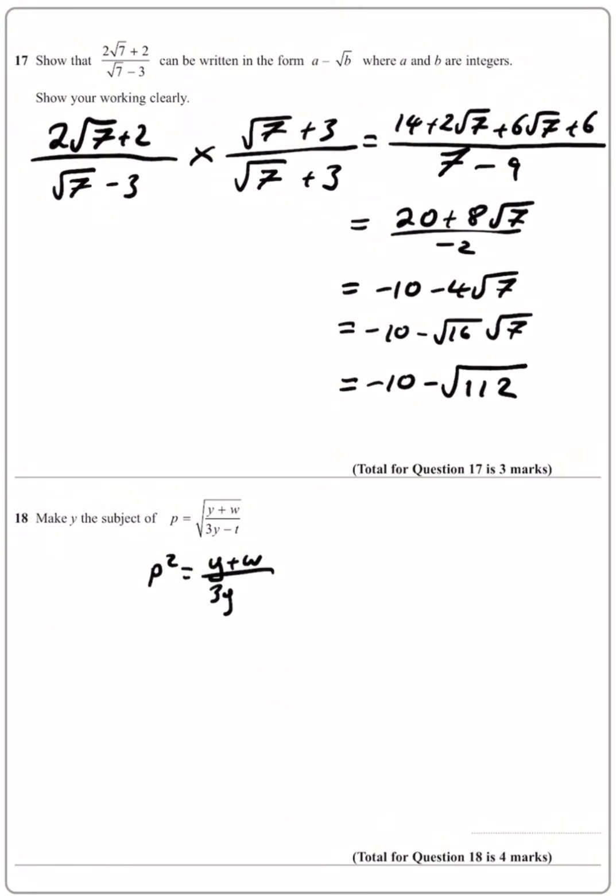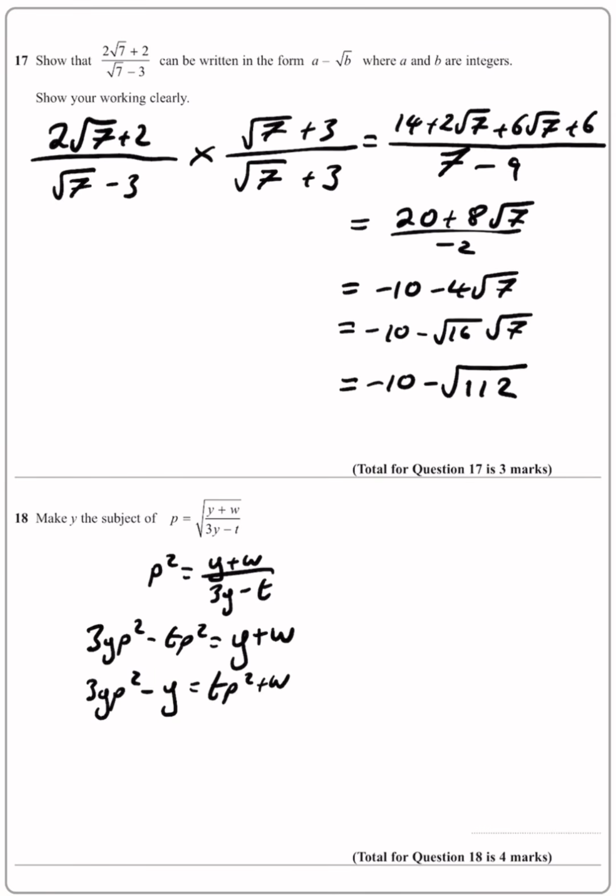Question 18, making y the subject. First step is to square both sides. Then I'm going to multiply both sides by the denominator. Multiply both sides by 3y subtract t. And I'm going to expand out the left-hand side at the same time. So 3yp squared minus tp squared is equal to y plus w.